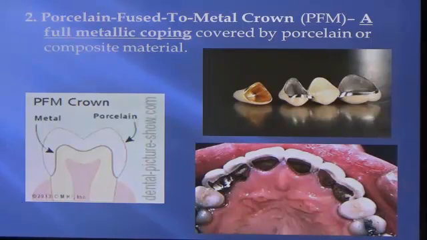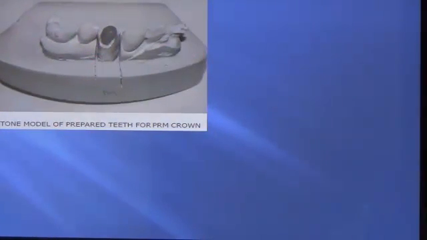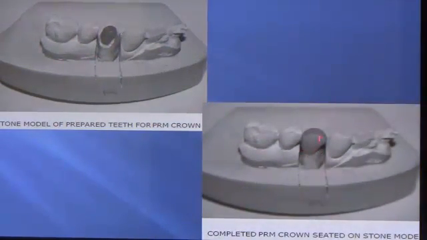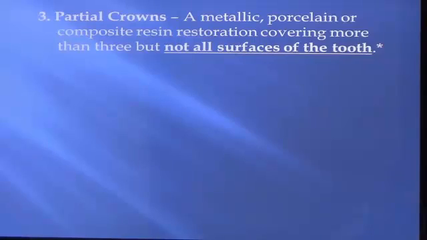key to this machine that we have. You need about 1.5 millimeters to 2 millimeters of thickness. If not, your crowns are going to start breaking. Okay, so the materials are strong, but you have to prepare to allow the material to do what it's supposed to do. So again, same thing, a model there, and then you have your porcelain crown, porcelain fused to metal crown over it. Then you have partial crowns. Okay, so a partial crown is any crown that does not cover the entire surface of the tooth. Okay, it covers more than 3, but not all the surfaces.